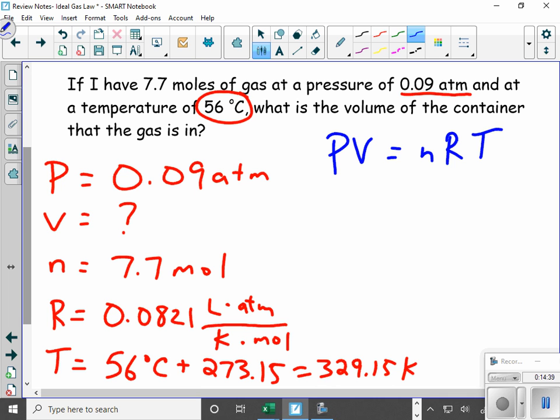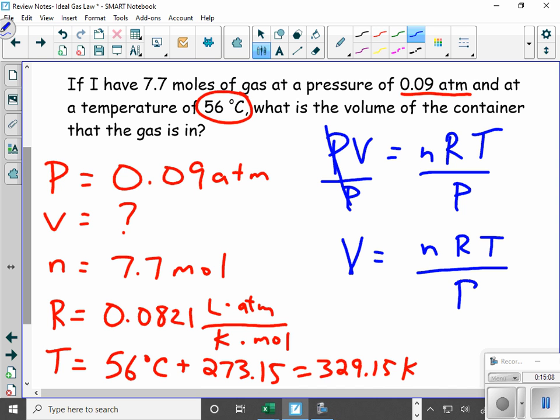I'm trying to solve for volume, right? So, using my algebraic skills, I'm going to solve for V. Well, what I have to do is divide by pressure. What I do to one side of the equation, I have to do to the other. So pressure over pressure cancels. I'm going to get the volume is equal to the number of moles times the gas constant times the temperature all over the pressure. So I have my equation that I need to do my calculations.